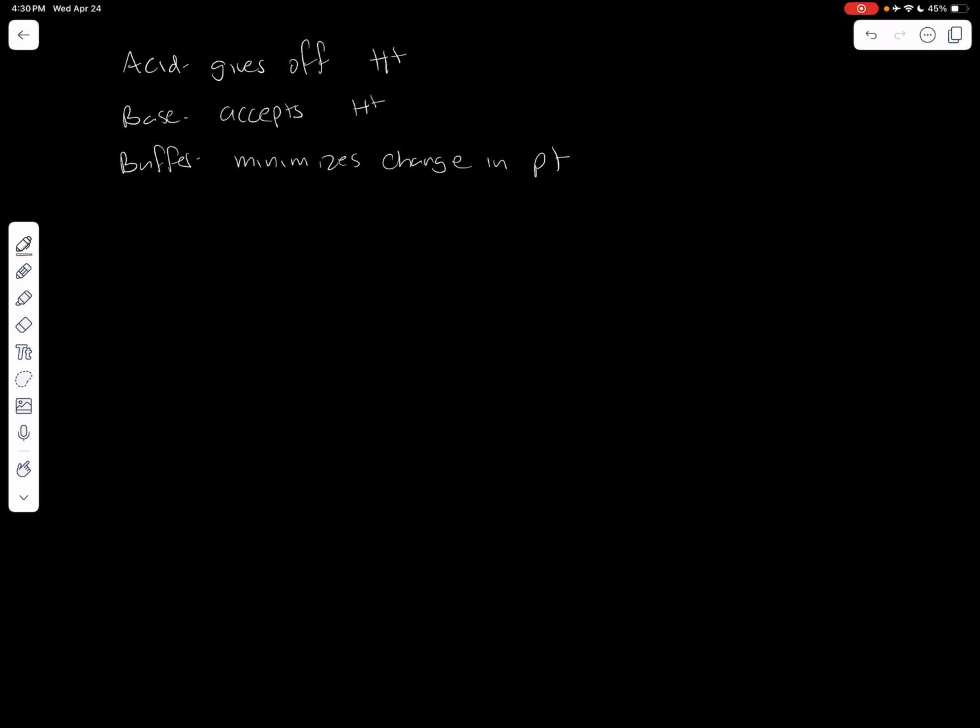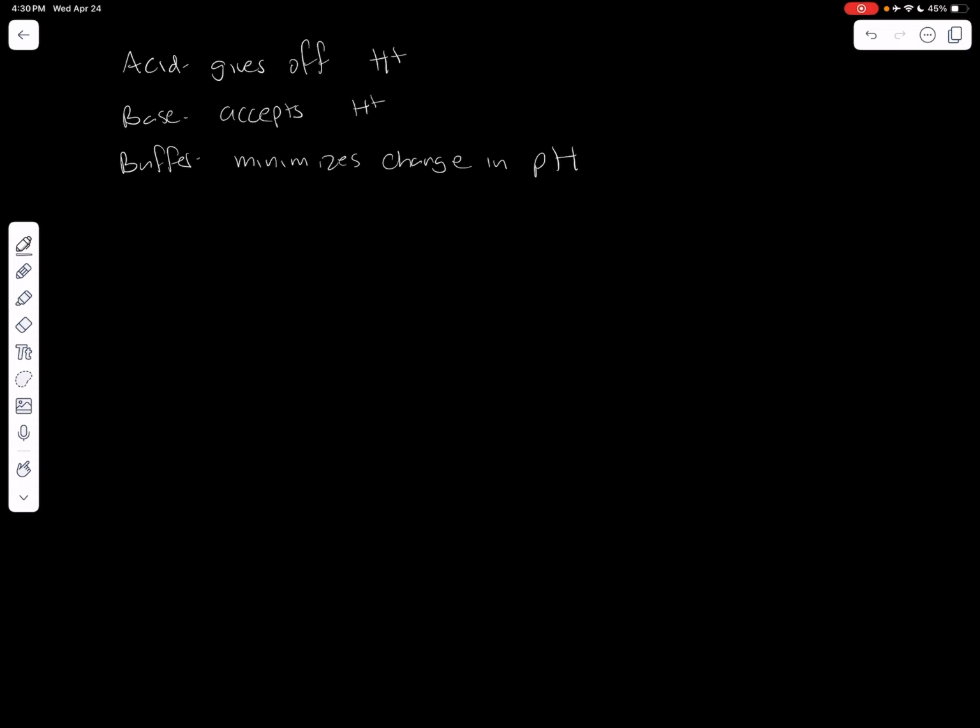Okay, so when it comes to acid-base balance, a couple of things to remember. Acid gives off hydrogen. A base accepts hydrogen. And a buffer minimizes changes in pH. Okay, all right. Now there's three types of buffers, or there are three primary buffers that we mentioned.